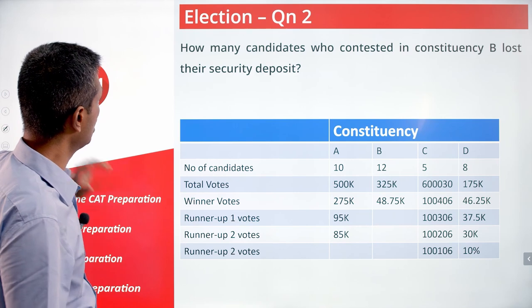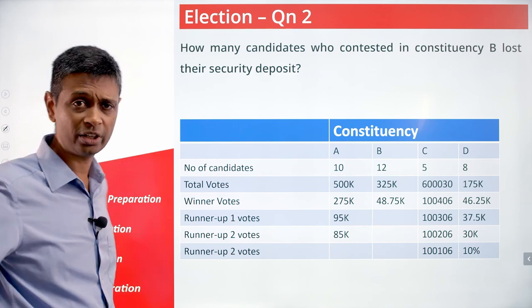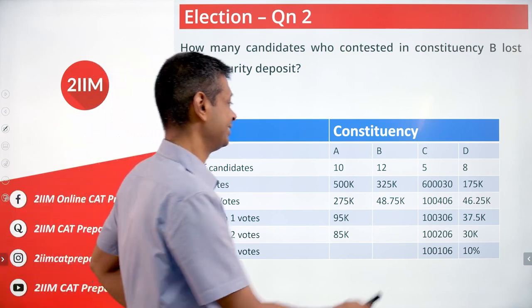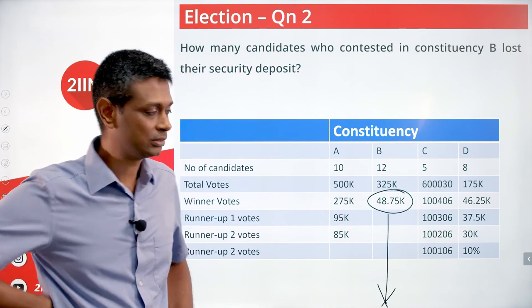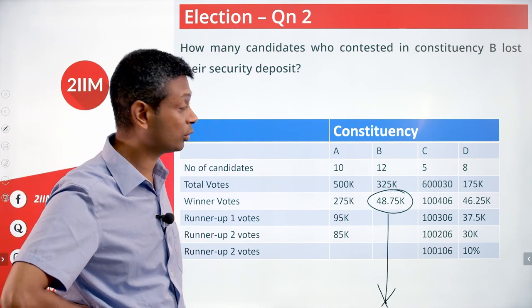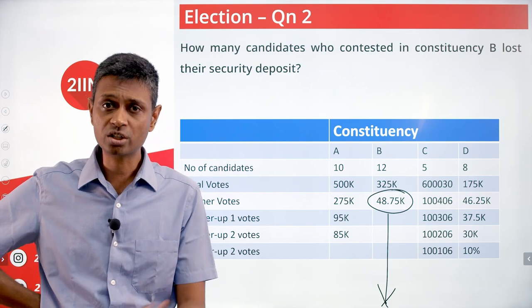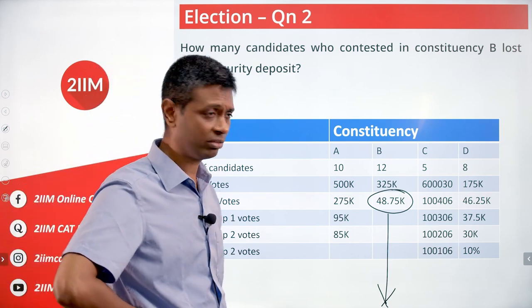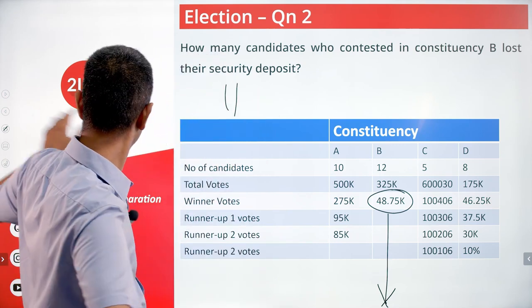Yep, it works. How many candidates who contested in constituency B lost their security deposit? Discuss this. This guy doesn't lose. He's won. Everybody else loses. So this guy doesn't lose. So out of 12, one candidate won. That much we know. The remaining 11, they all lost, and they all polled less than 1/6. So 11 guys lost their deposit.